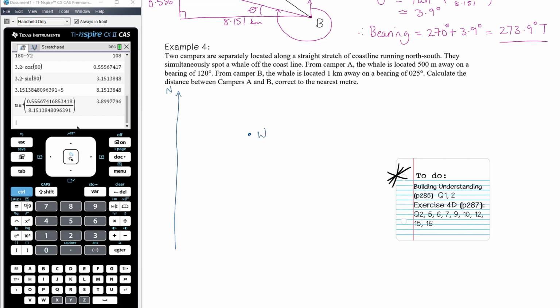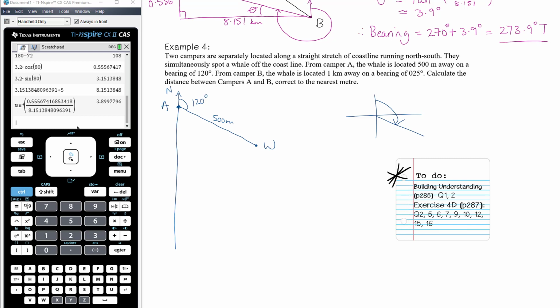Okay, so camper A, the whale is at a bearing of 120 degrees from camper A. So again, let's think about where 120 is. 120 is sort of going to be somewhere, sort of that kind of angle there. So let me just move my whale down slightly. Okay, so let's think about drawing that kind of angle to the whale. Okay, so this is going to be camper A up here to the whale. So that's 120 degrees. And the distance from camper A to the whale, 500 metres.